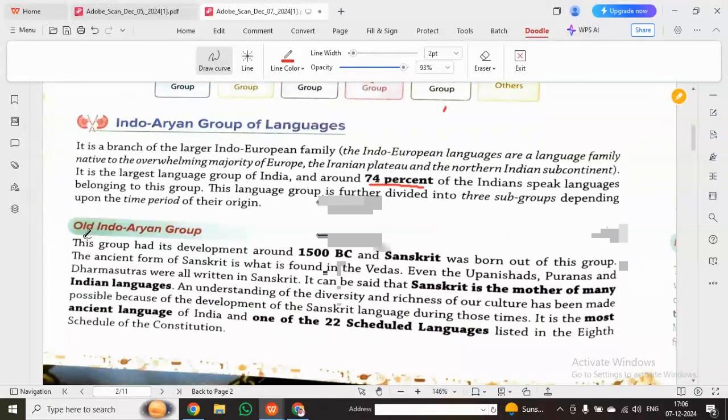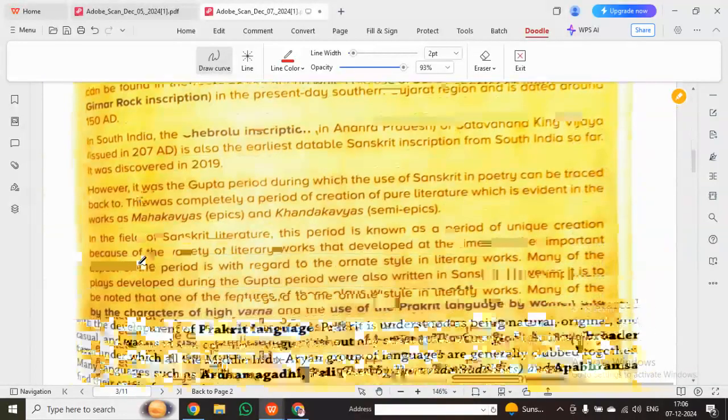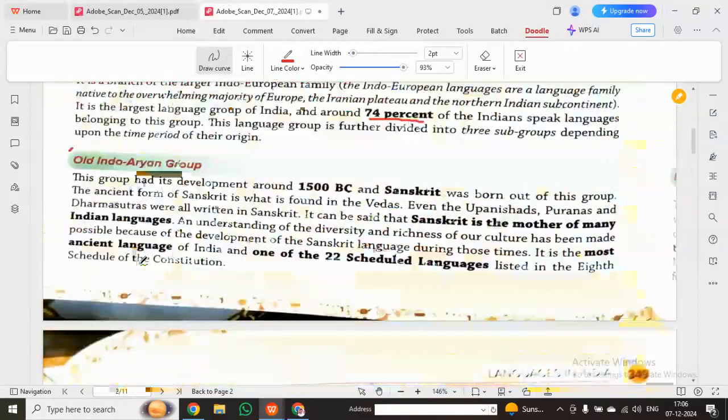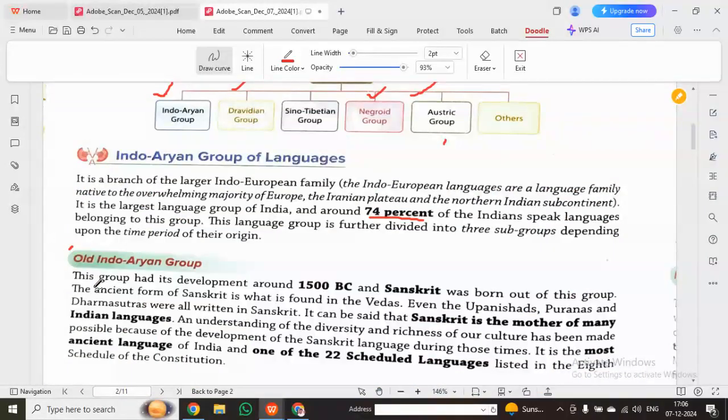So this language group is further divided. I have told you old Indo-Aryan. Then we have the middle and the modern one. So let us just dig into that. This group had its development around 1500 BC.